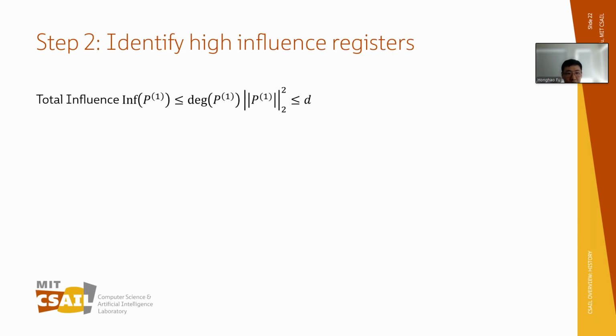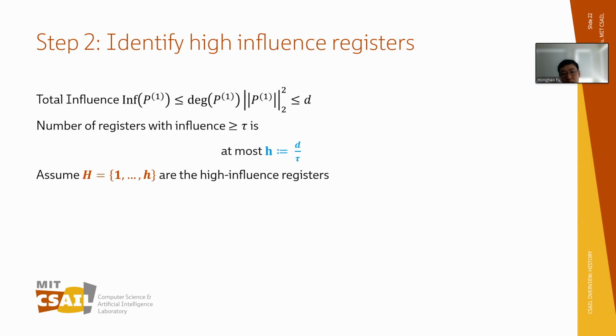And then if you recall, the total influence is the degree times the 2 norm. It means the total influence of P1 must be smaller than some constant D, which means that the number of registers with influence bigger than some constant tau must also be a constant, which we denote by h, and it is D divided by tau. And without loss of generality, we can say registers 1 to h are the high influence registers. And in the next step, we are going to deal with low influence registers.